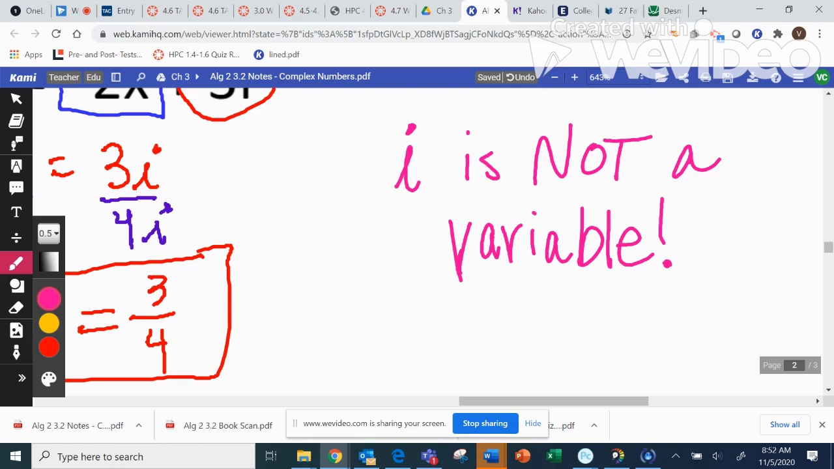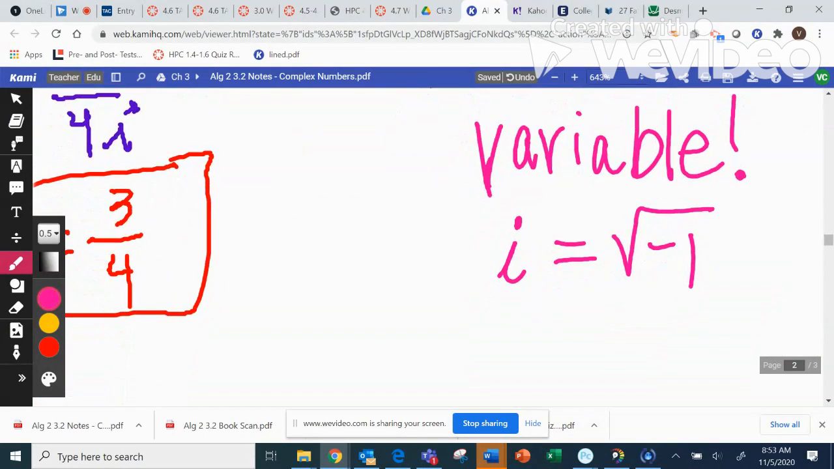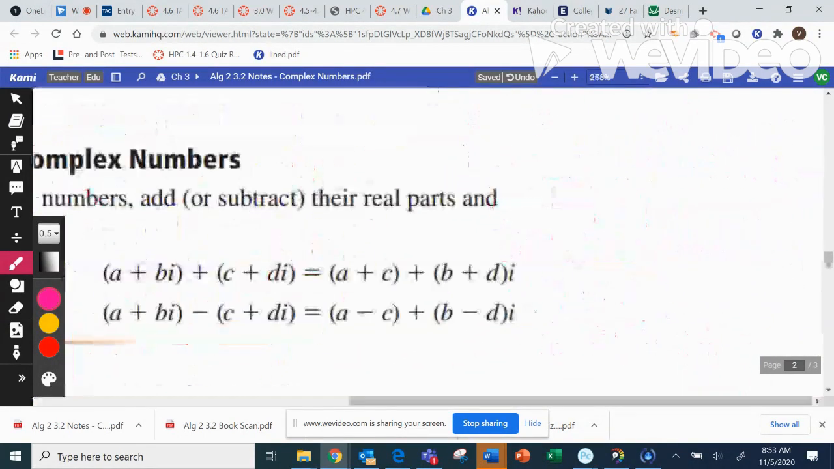Okay. So i is not a variable. i is equal to the square root of -1. It is not a variable. It's just a letter that equals some number that we can't really have because it's not a real number.